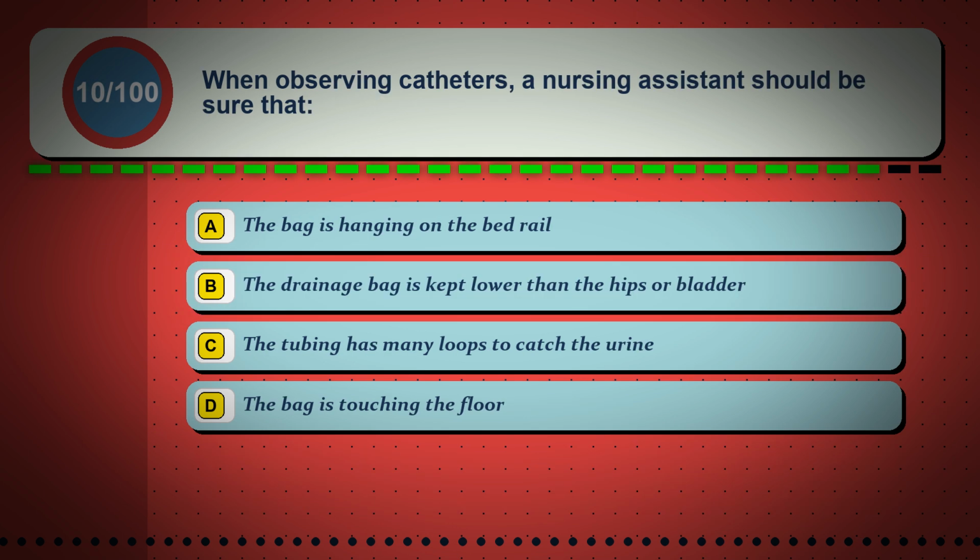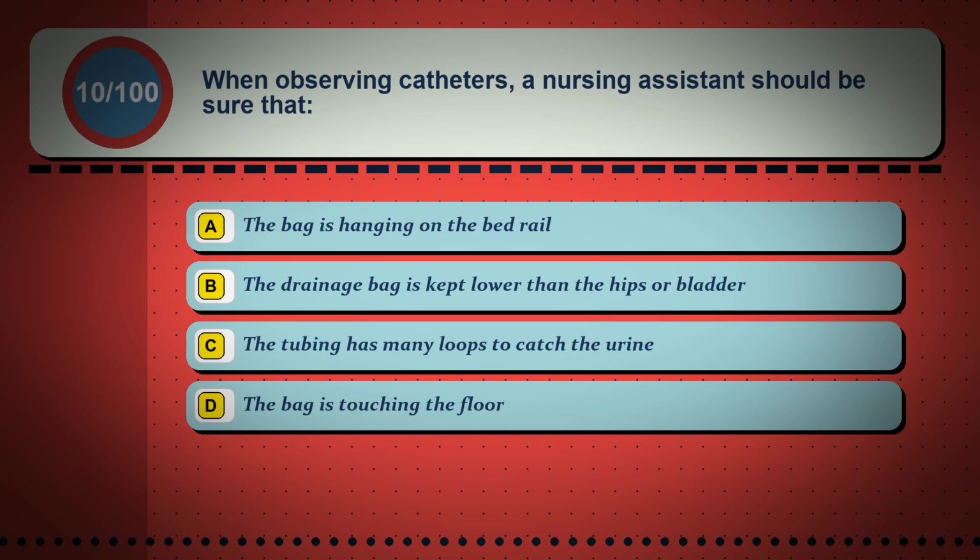Question 10. When observing catheters, a nursing assistant should be sure that: Option A, the bag is hanging on the bed rail. Option B, the drainage bag is kept lower than the hips or bladder. Option C, the tubing has many loops to catch the urine. Option D, the bag is touching the floor.